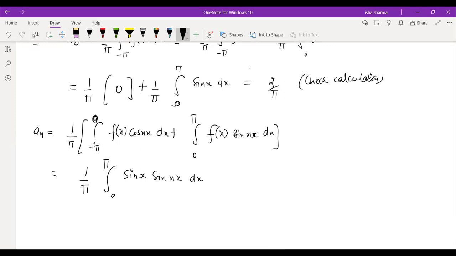Sorry, just a minute. This is cos nx, not sine. This one is cosine nx.